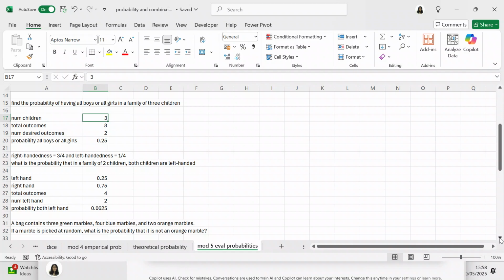The next question we have is: find the probability of having all boys or all girls in a family of 3 children. So now your sample space is going to be the same as it was in the previous 2 questions, but the outcome is going to be either boy, boy, boy, or girl, girl, girl. So the number of children is 3. Total outcomes is 2 to the power of 3, which is 8. Number of desired outcomes is 2, because that's boy, boy, boy, or girl, girl, girl. And the probability of all boys or all girls is going to be 2 divided by 8, which is 25%.